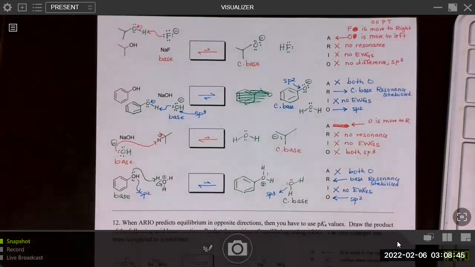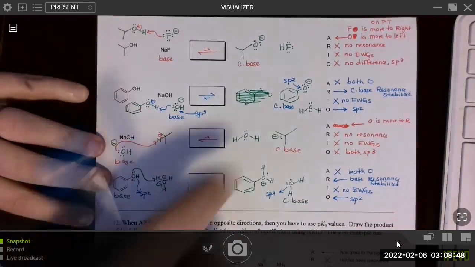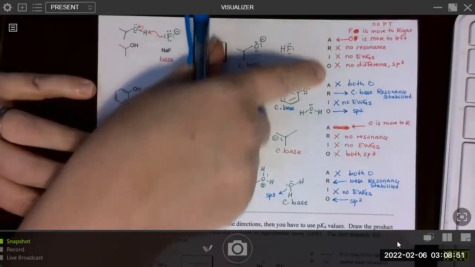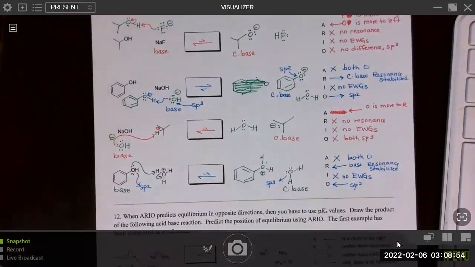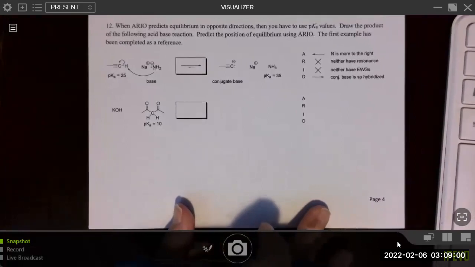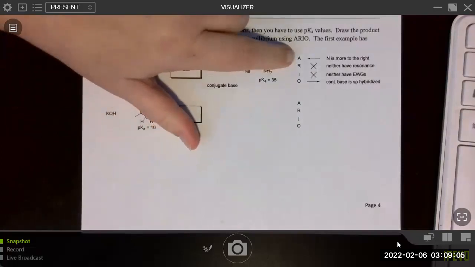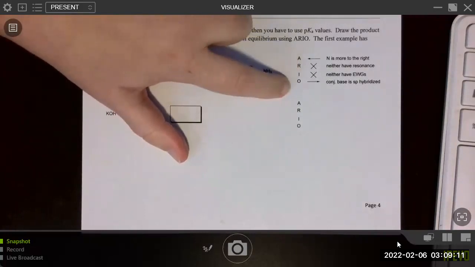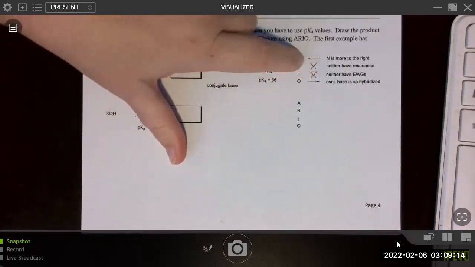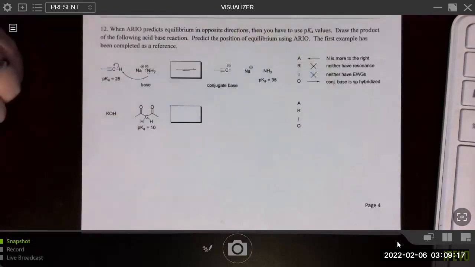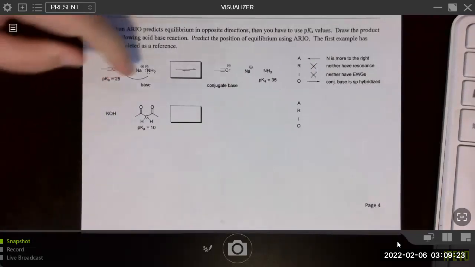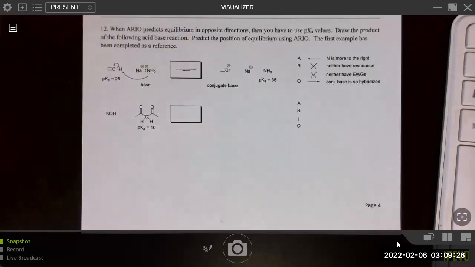Okay, so these are all cases when there was either only one factor leading to a prediction or two that are leading in the same direction. But sometimes ARIO doesn't work out quite so perfectly, and we can get predictions in different directions. When you do that, ARIO says you have to look at the atom as being the most important, followed by resonance, followed by induction, followed by orbital. So a prediction to the left would supersede this prediction to the right. So it would be predicted based on ARIO that we should go to the left.